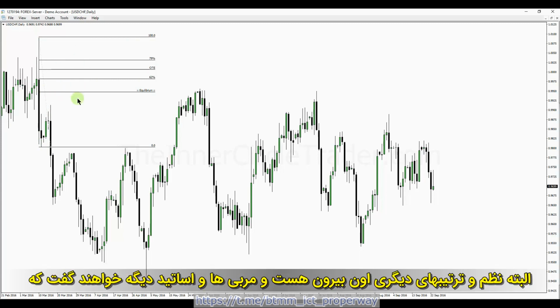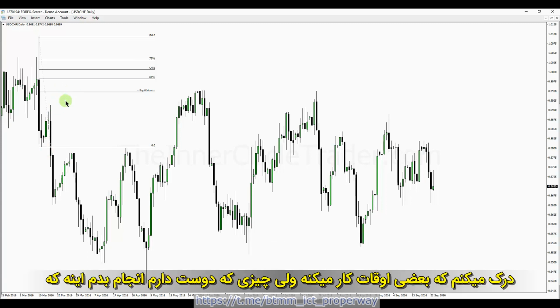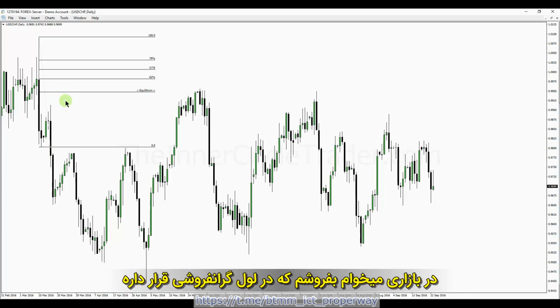Now, there's other disciplines out there, and other mentors and teachers will say that the 50% retracement level is a good level to trade at based on price swings. I don't agree with that. I understand that sometimes it's going to work, but what I want to do is be selling at a market that's at a premium level.